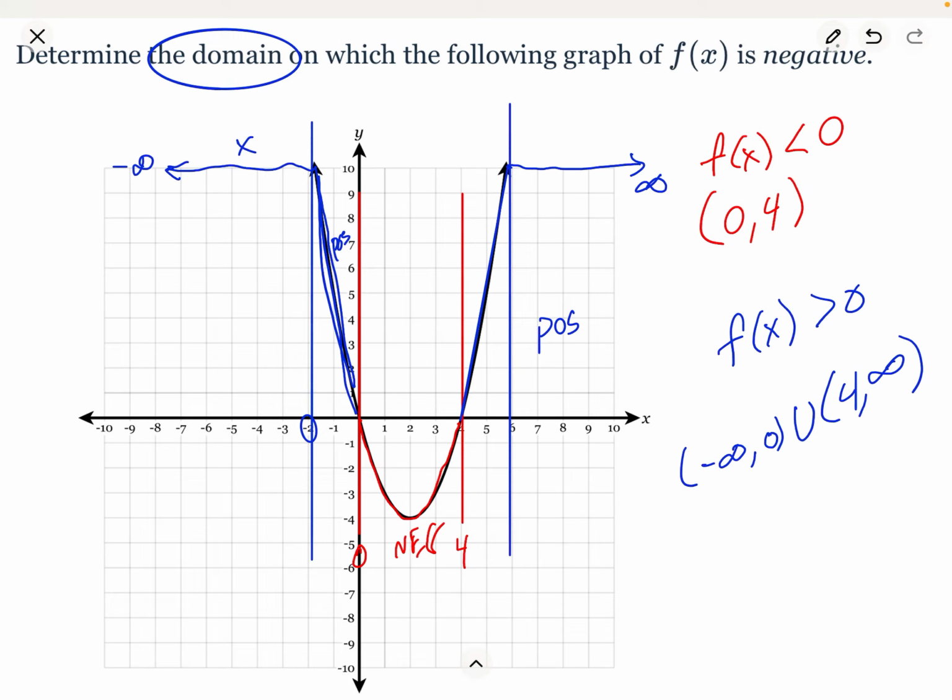That's how you find the positive or negative interval. You always start by finding where the graph crosses the x-axis. Put your vertical lines there, because that's going to be the beginning or the end of your intervals.